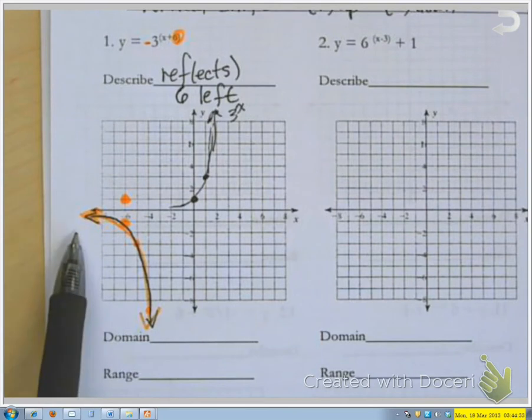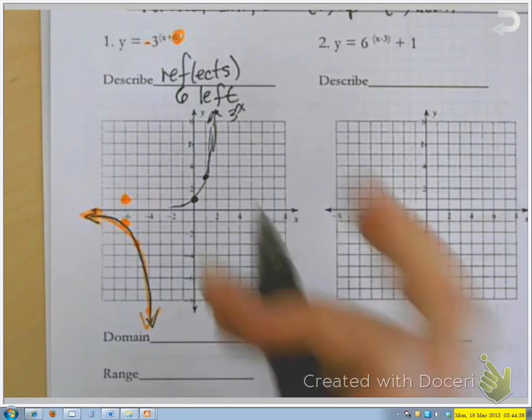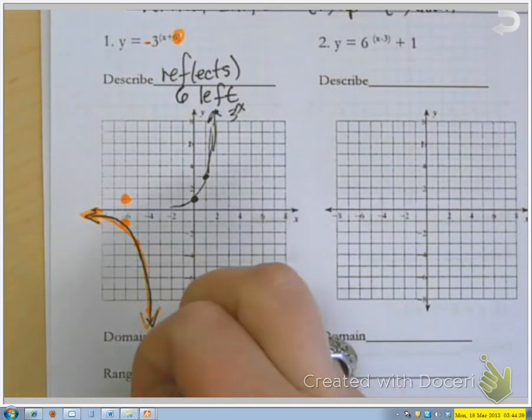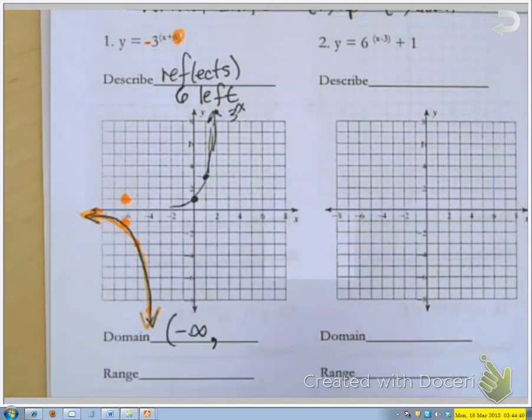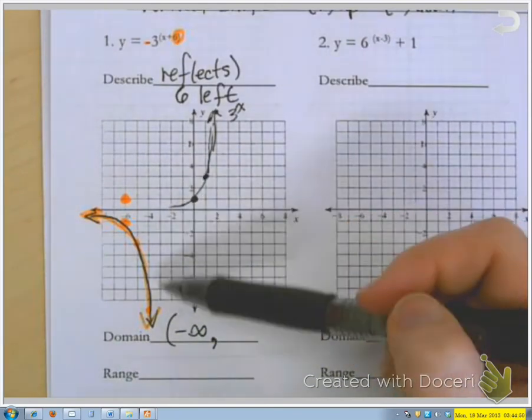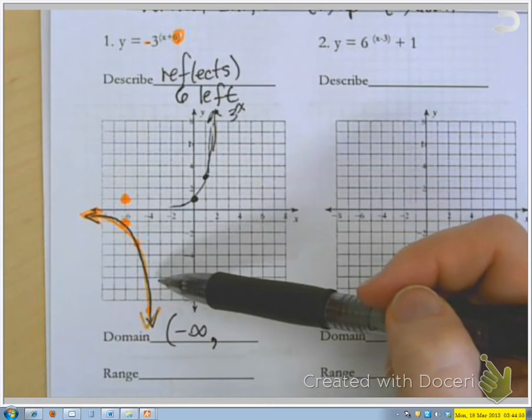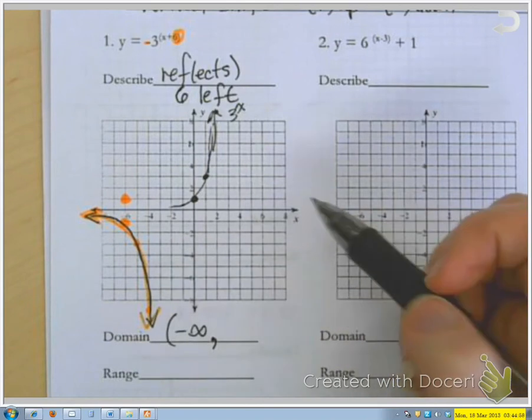If I go to the left, does it keep going? The answer is yes. So I know it goes to negative infinity. Okay? Now, does it keep going to the right? Kind of. It kind of goes into this asymptotic behavior right in here. Does it ever actually reach the negative 3? Not really.